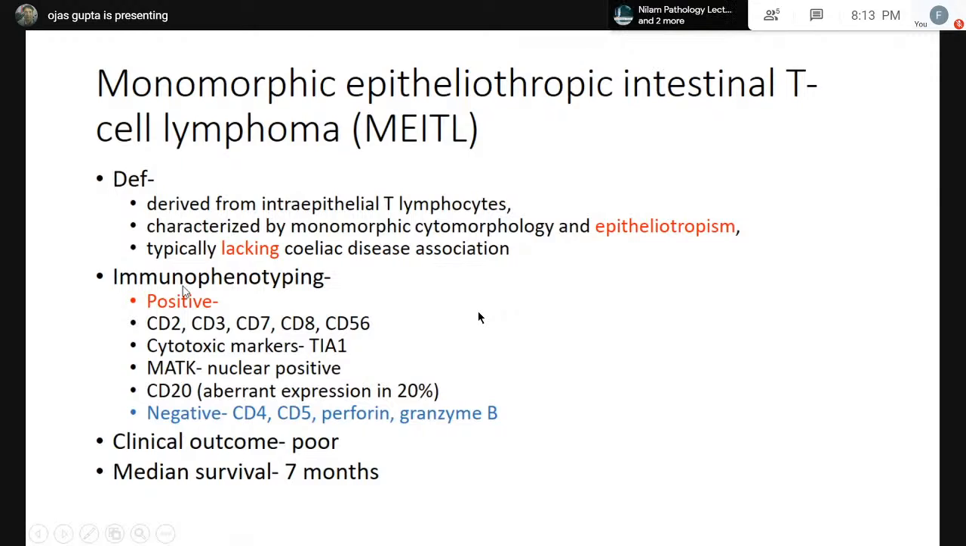On immunophenotyping, they show positivity for CD2, CD3, CD7, CD8, and CD56. They're positive for cytotoxic markers, and nuclear positivity for megakaryocyte-associated tyrosine kinase. CD20 can be aberrantly seen in around 20% of the cases. They have a very poor clinical outcome and a median survival of 7 months.